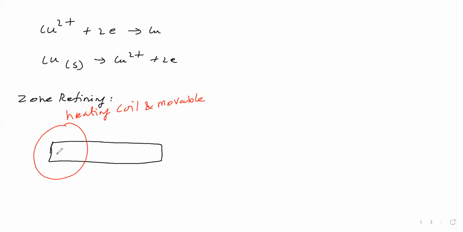Then bring the coil from number 1 to number 2. When the coil moves from 1 to 2, at 2 the melting process starts, and at 1 the solidification process starts. At 1 it goes towards the solid state, becoming solid.